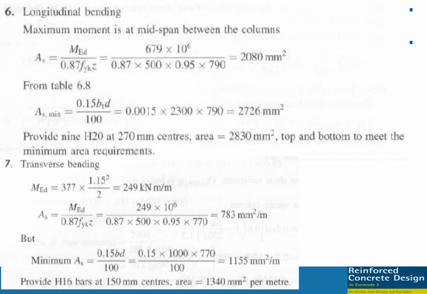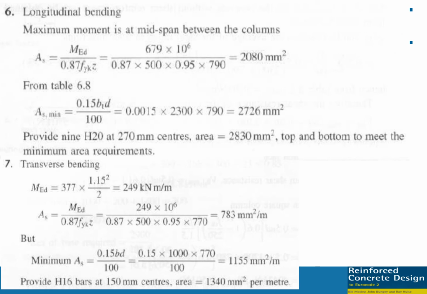And then the next step to get the AS by using this value, we have MED divided by 0.87 FYK multiplied by Z. Okay, so now you can see here previously we have the Z is 790 because we already have the rebar with diameter 20. So for the transverse direction, we need to minus the 790 with 20 mm, so that we have the new Z for the transverse direction is 770 mm. So from this we have the AS is 783 mm square per meter length.